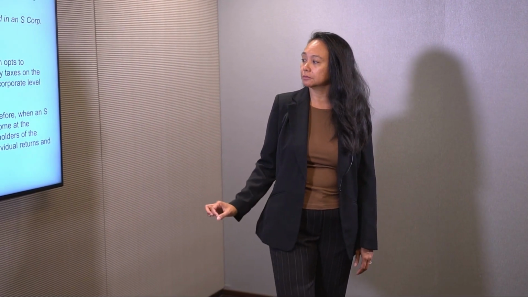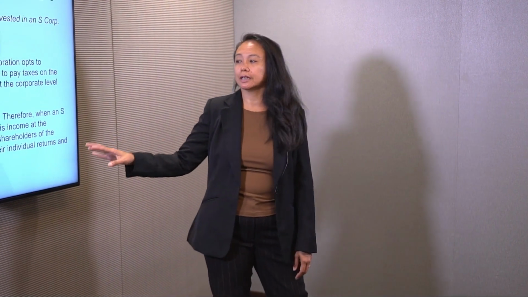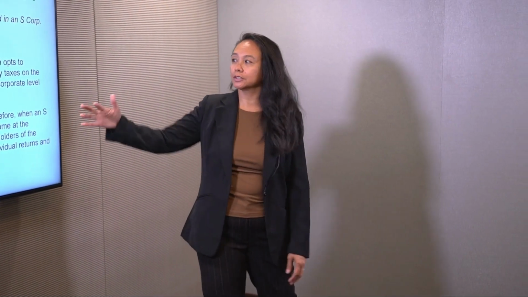The S corporation, on the other hand, only has one level of taxation. Therefore, when an S corp produces income, the corporation doesn't need to pay taxes on this income at the federal, corporate, or entity level. Instead, the income is allocated among the shareholders, and the shareholders are responsible for reporting the income on their individual returns and paying taxes on this income. So what does all this mean?